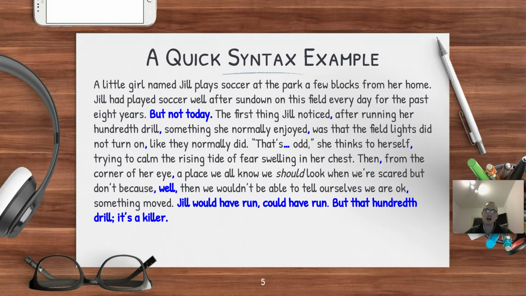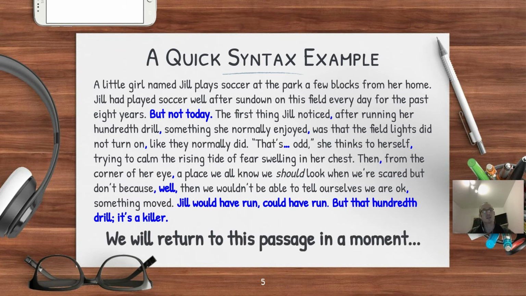That's odd, she thinks to herself, trying to calm the rising tide of fear swelling in her chest. Then, from the corner of her eye, a place we all know we should look when we're scared, but don't because, well, then we wouldn't be able to tell ourselves we were okay, something moved. Jill would have run, could have run, but that 100th drill, it's a killer. We will return to this passage in a moment.